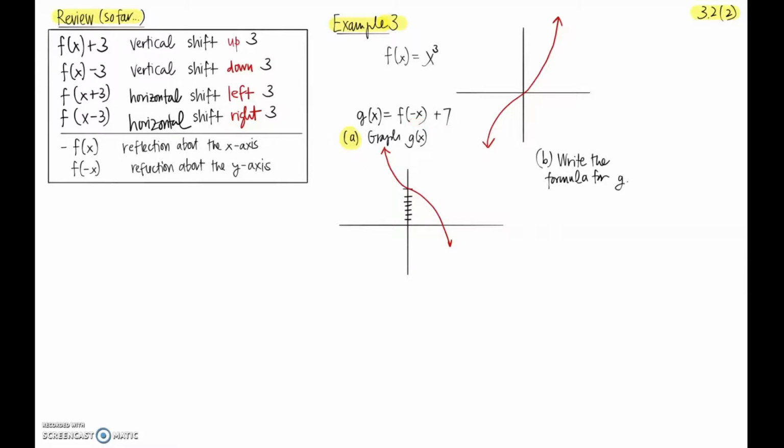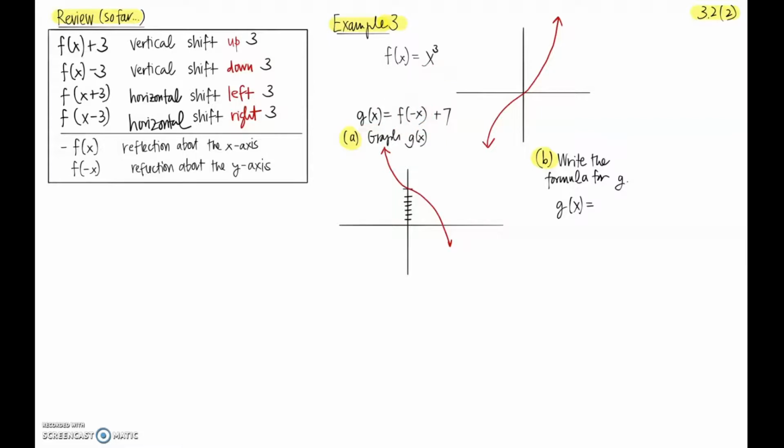The second thing I'm asked to do is to write the formula for G. So we know that G has this relationship with F, but we'd like to have a formula for G that is independent of F, just G and some input where we don't reference back to F. So let's see here. G of x equals f of negative x. So this is at least the beginning of it. And f is this guy, x cubed.